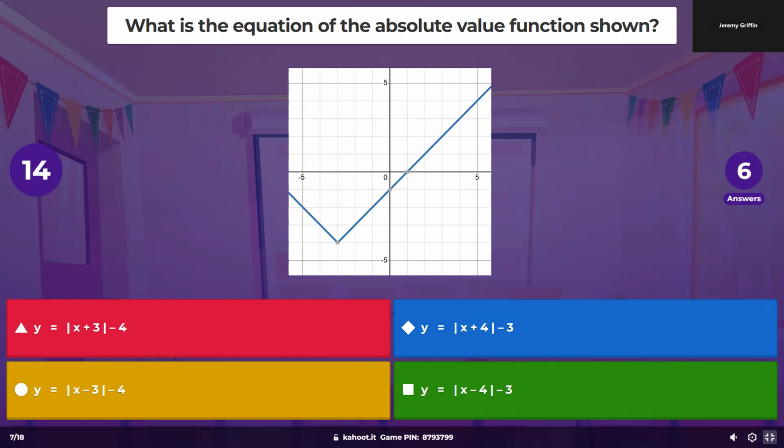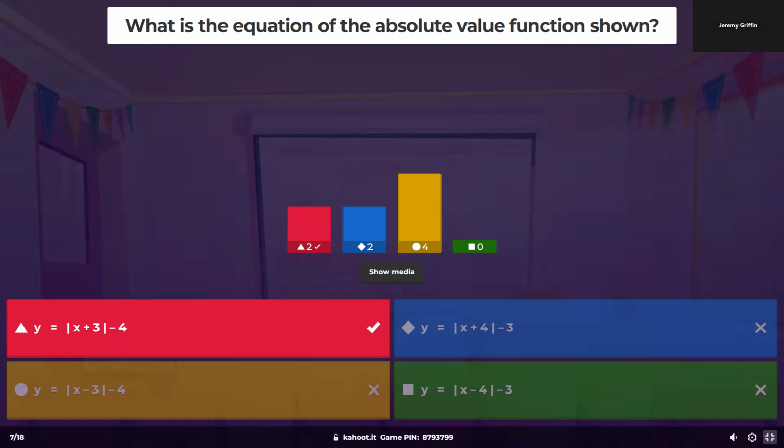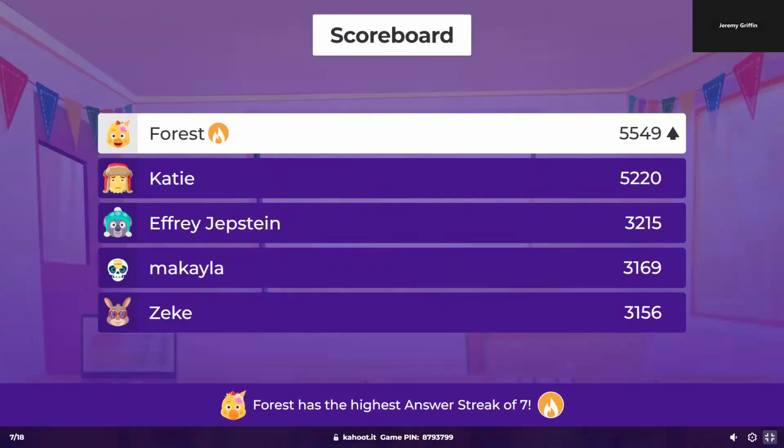It's red. No, it's yellow. It is not. No, it's black. It's yellow. The purple. It's yellow. It's purple. Blue and black. I think it's blue. It's yellow. That's why I said red. Left 3 down 4. What? All right. Zeke, Michaela, Justin, Katie, Forrest.